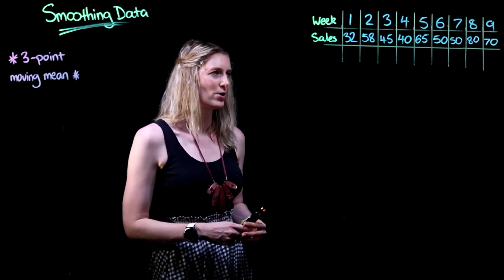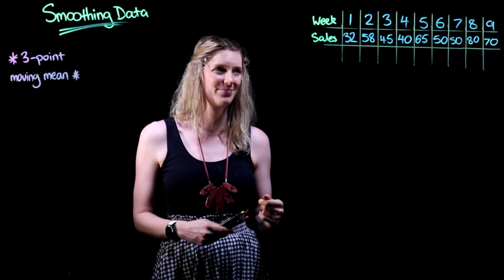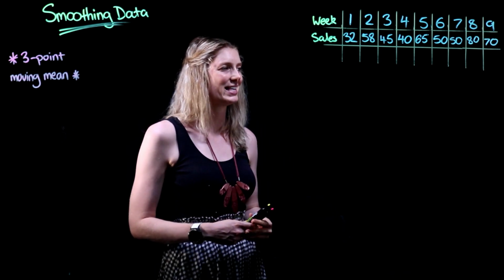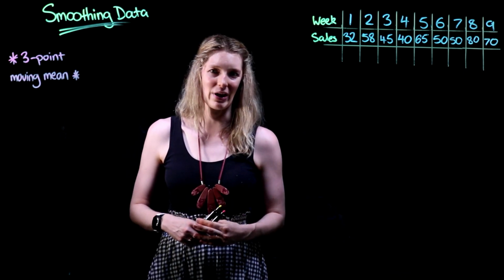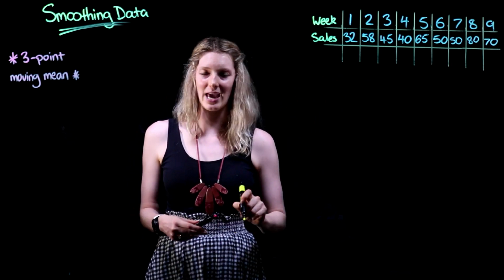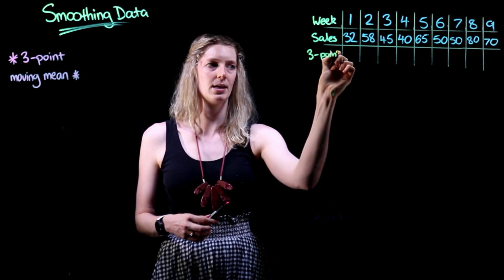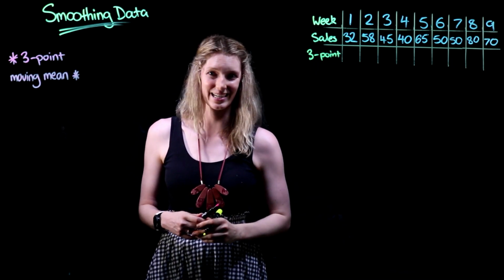So we can see up here we have our weeks in our first row, which is our time, and then our sales in the second row, which is what we're going to be measuring on our y-axis. Now you've noticed I've added a third row to my table, and this is where I am going to be putting my 3-point moving mean data.